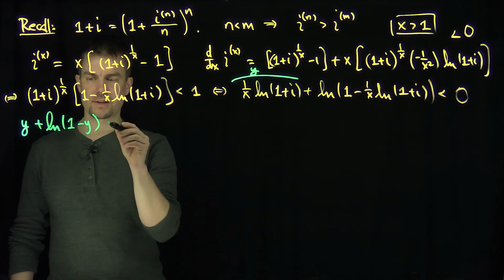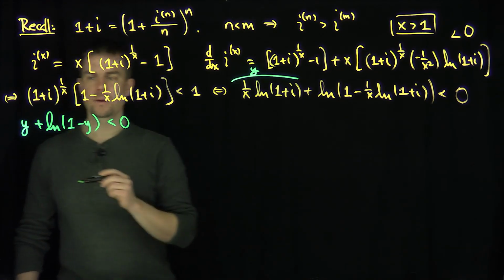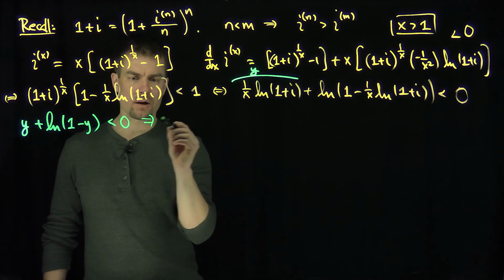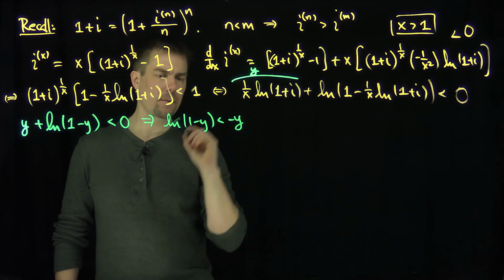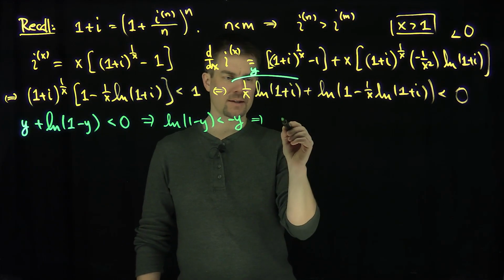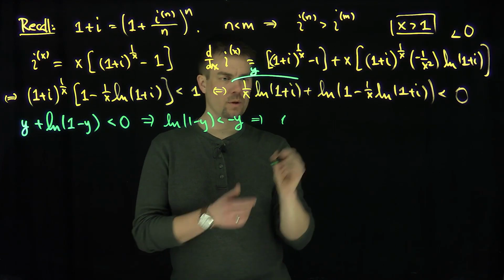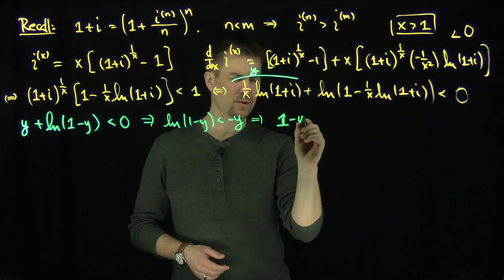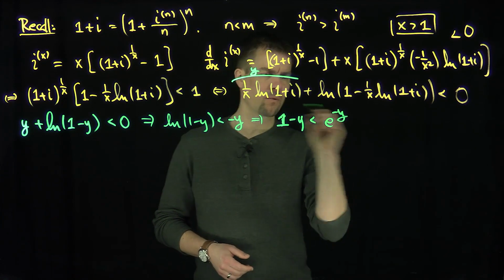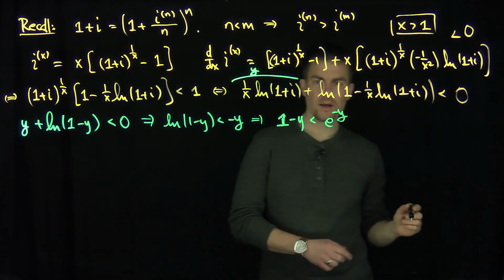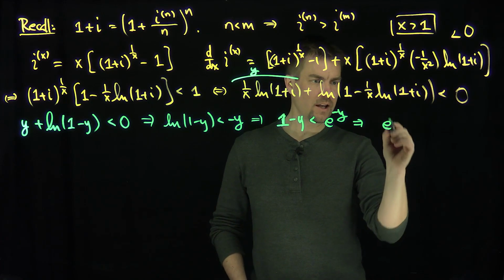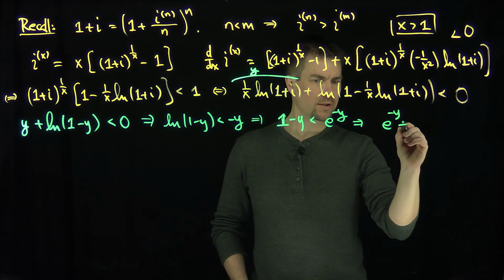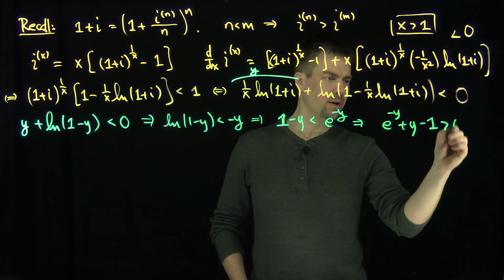I want this to be less than 0. But this is equivalent to saying that the log of 1 minus y is less than negative y. And if I exponentiate both sides, that says that 1 plus 1 minus y is less than e to the negative y. And what we need to show now is that this is exactly equivalent to e to the negative y plus y minus 1 is bigger than 0.